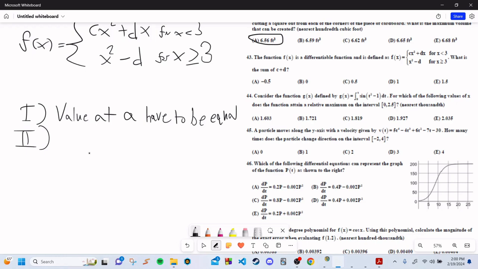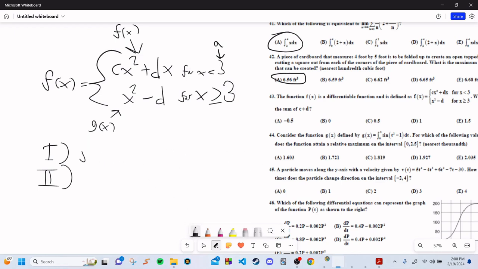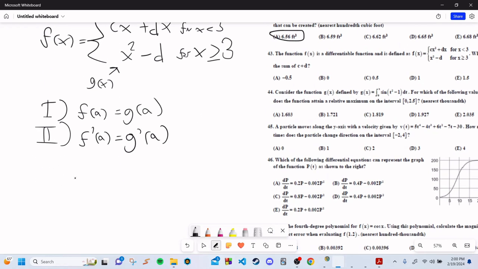Okay. So then the second condition is that, well, let's call this first function f of x. Let's call this second function g of x. So I can rewrite this as f of a has to be equal to g of a. The second condition is that f prime of a must be equal to g prime of a. So the derivatives have to be equal at that point where these two graphs come together.